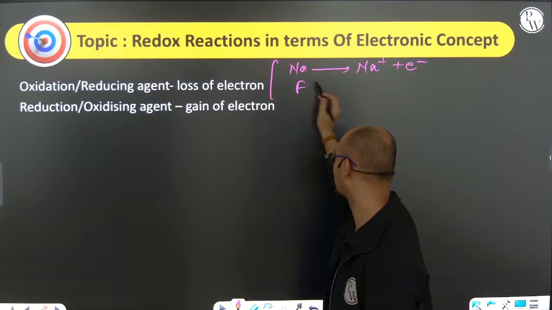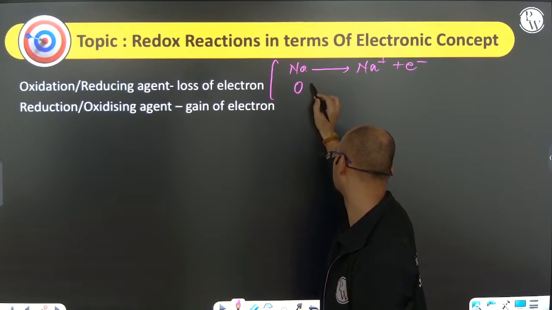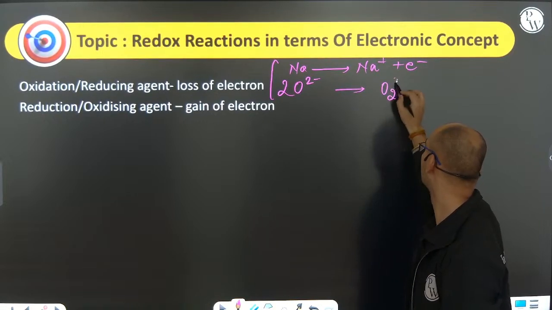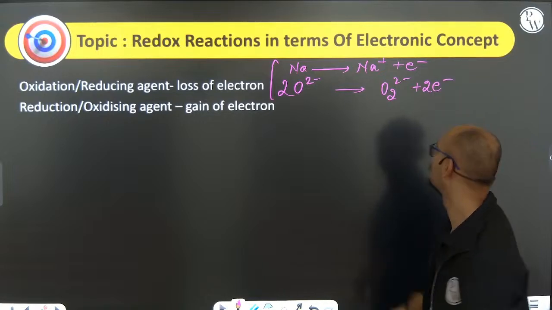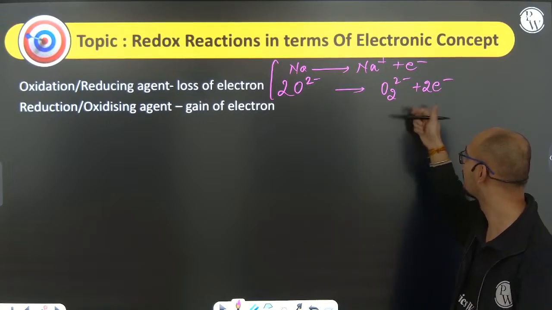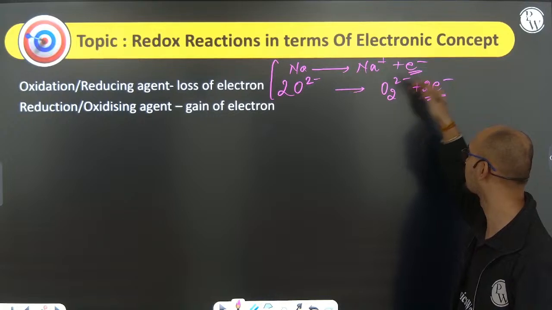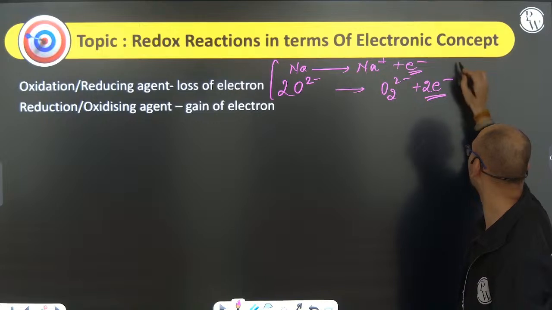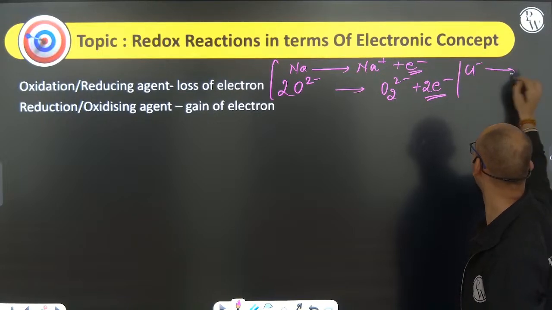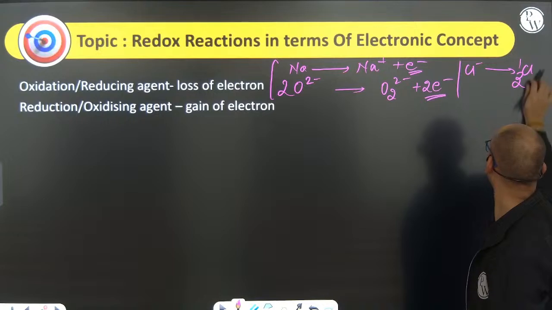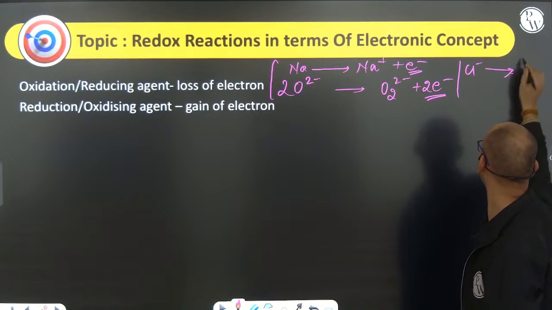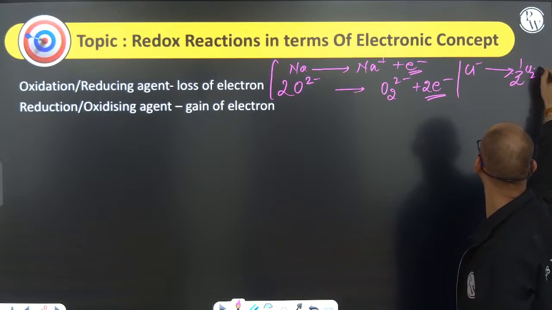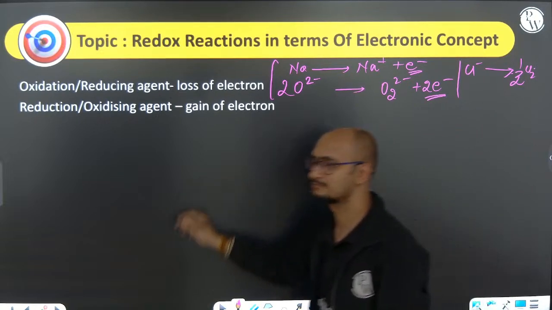And what about that? Let's say there is O2- converting into O2 2- and giving 2 electrons. Here it is losing 2 electrons. Or take one more example: Cl- converting into Cl, or you can say Cl atom only, no issues, or half of Cl2 plus electron.